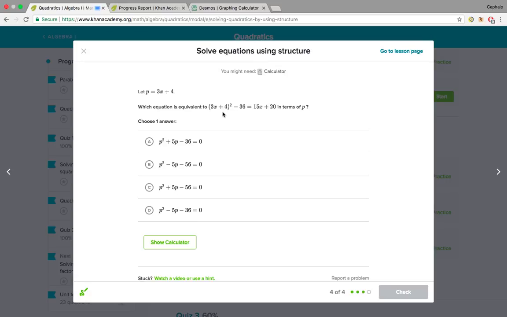Let's factor out a 3x plus 4, and then we are left with 3x plus 4 minus 5, the whole thing minus 36 is equal to 0. That's 3x plus 4 times 3x minus 1, minus 36 equal to 0. Let's combine the terms. We get 9x squared minus 3x plus 12x minus 4 minus 36 is equal to 0. 9x squared plus 9x minus 40 is equal to 0.